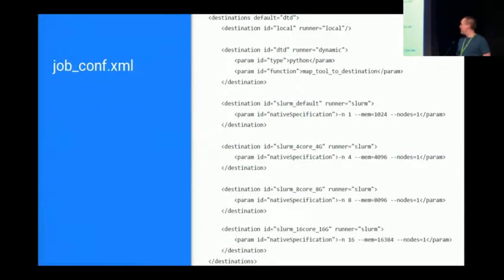So here is what your job conf could look like. Ours is not this small; we have about 500 destinations set up in ours. But the important thing is at the top. We defined our default destination as DTD using our function. And then here I have 3 different examples: default, 1 gig, 1 core, 4 gig, 4 gigs.